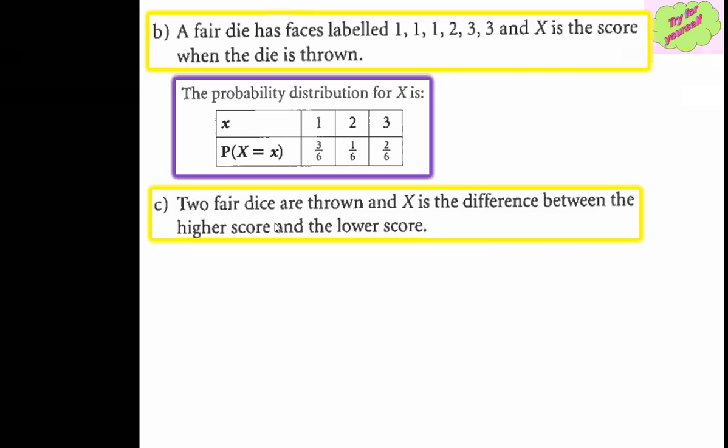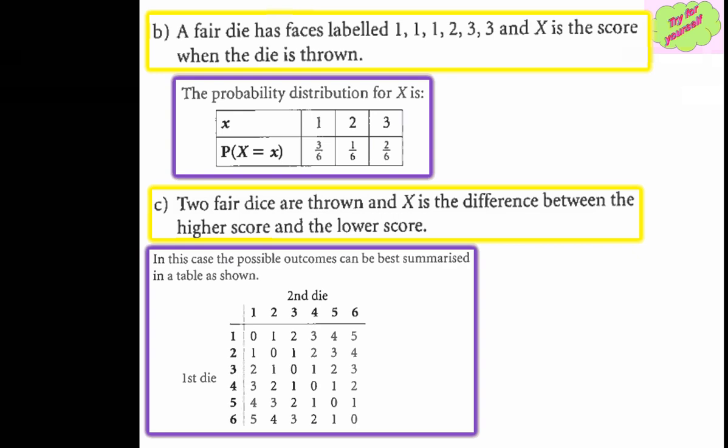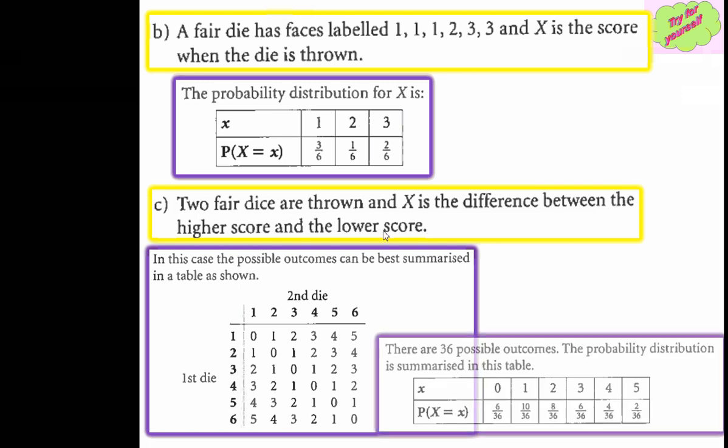So next one, 2 fair dice are thrown, and x is the difference between the highest score and the lowest score. So here they're not talking about this dice, they're talking about a regular 1 to 6 dice. So if you've got 2 dice, first dice you've got 1 to 6, second dice 1 to 6, so there's 36 possible outcomes when you roll 2 dice. So the probability distribution is summarized as above.